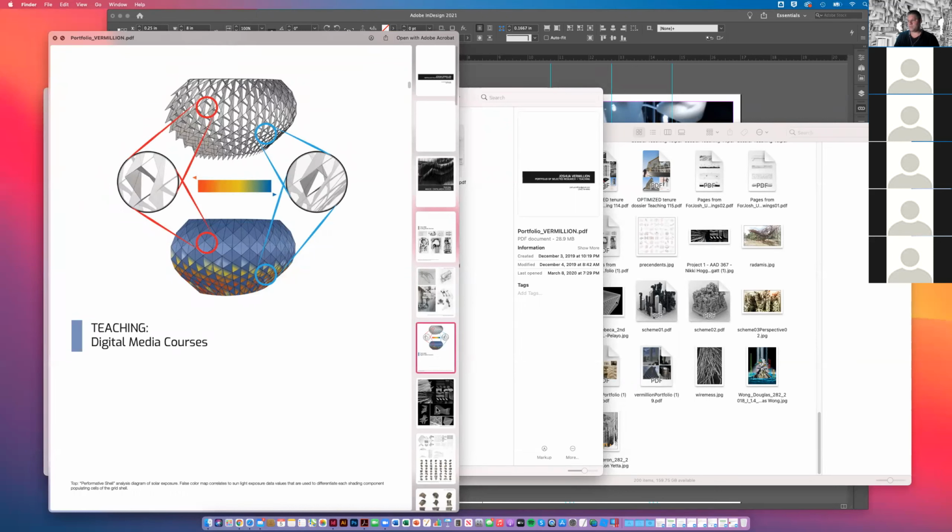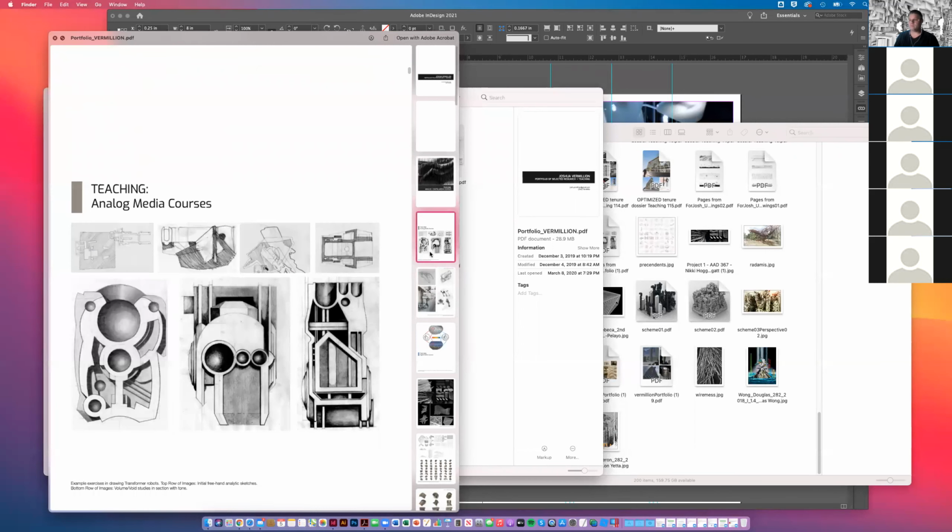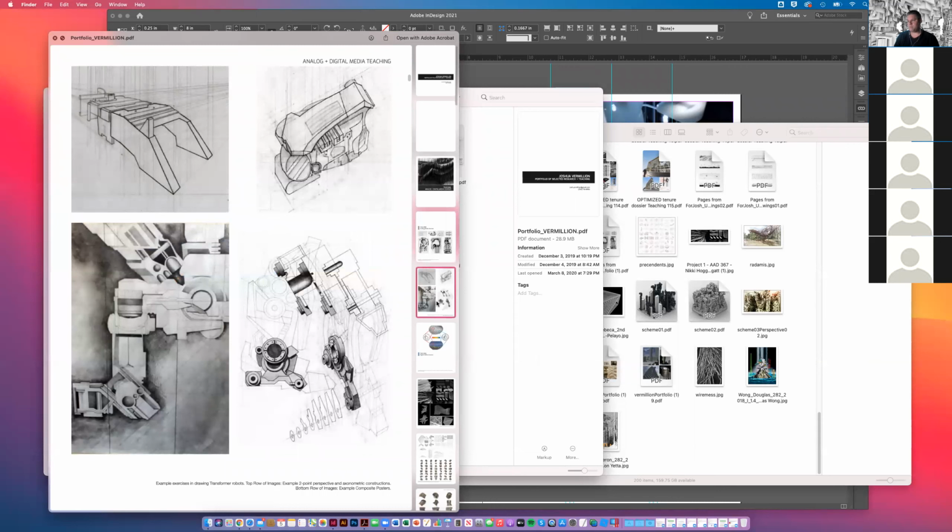Were those all hand-drawn sketches? Yeah. Yeah, these are graphite on paper. Yeah, they just take time.